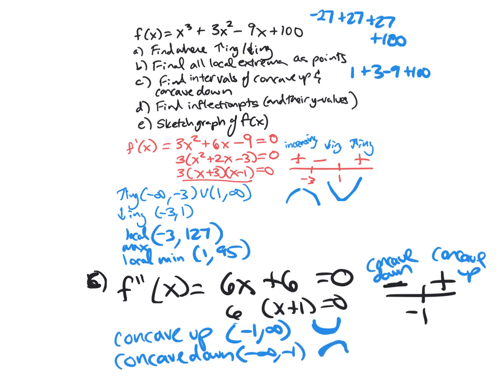Okay, so since it's changing concavity across -1, that answers our part D. There's an inflection point at -1 where it's changing concavity. And to find the y value of that inflection point, I'm going to plug it back into the original function. So -1 plus 3 plus 9 plus 100. Let's quickly do this. 111. Yeah, 111. Okay, so now we're going to sketch this graph using all these.